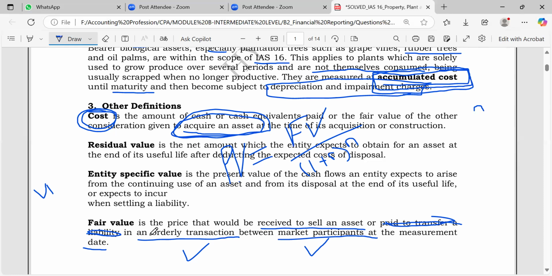Someone due to a financial problem, they'll just agree. So that's not an ordinary transaction. That's why they speak of the word an ordinary transaction. And then by the market participants.